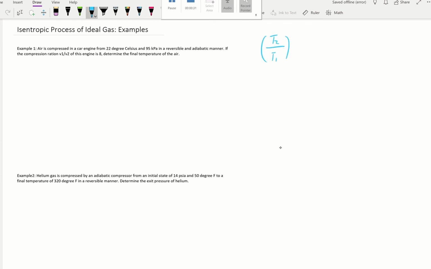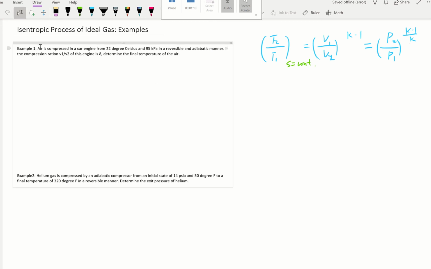So T2 over T1 is equal to (V1 over V2) to the power K minus 1. And here I'm going to add a little subscript, S equal to constant, which reminds me this is for an isentropic process, right? Another formula we have is T2 over T1, but instead of the volume ratio, we have the pressure ratio, P2 over P1, to the power K minus 1 over K. Okay, so now let's take a look at how we use it.